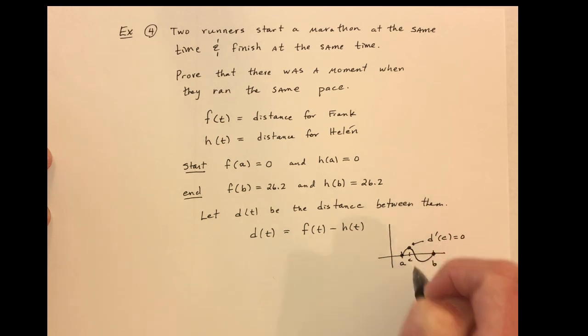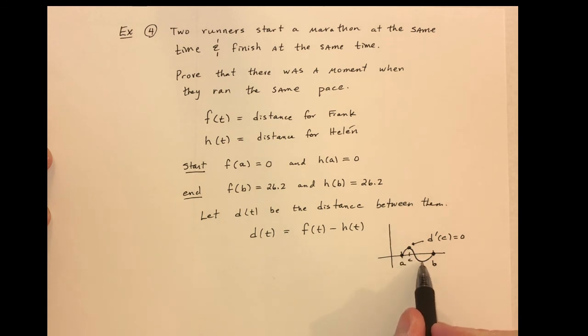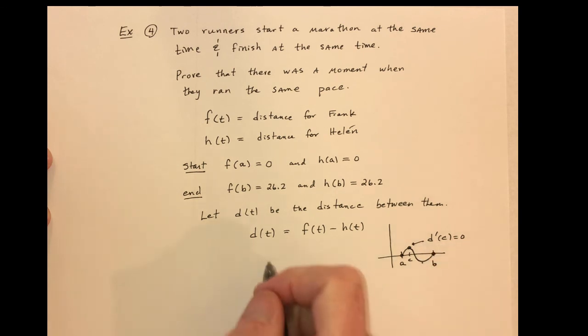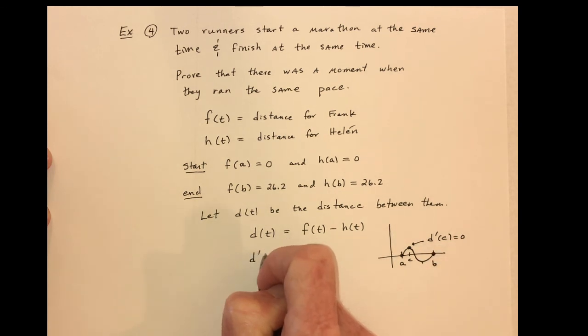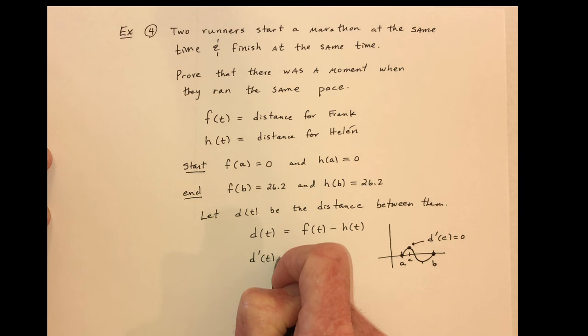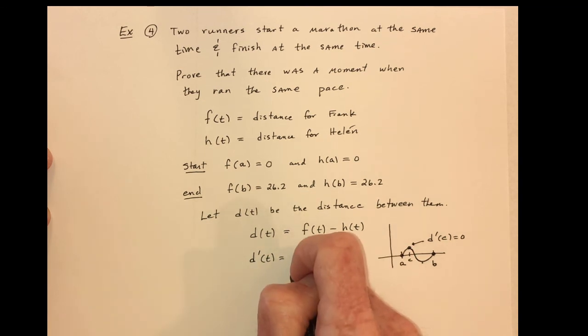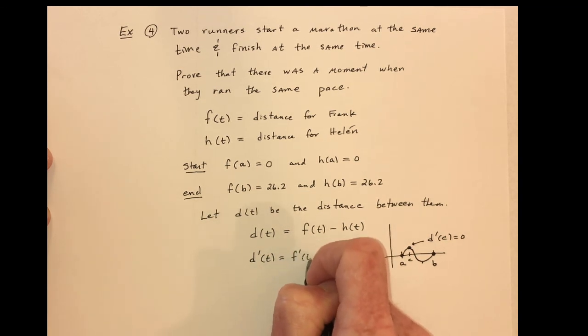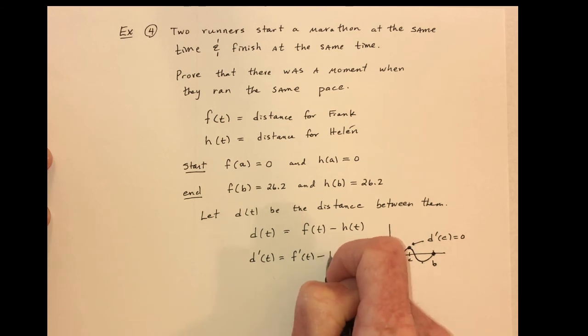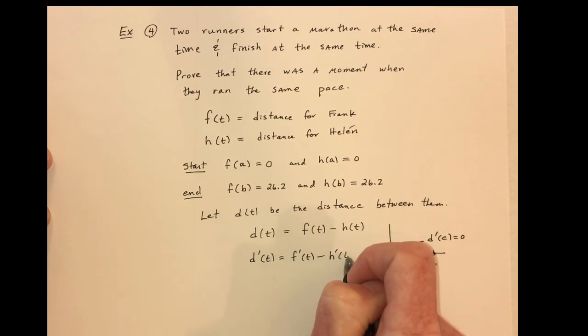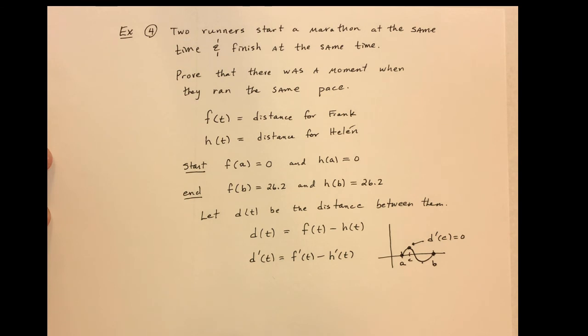So this is going to be the number C. So there has to be at least one point. There could even be another point, but there has to be at least one point when the derivative equals 0. So now take the derivative. That means take the derivative of Frank, so that's how fast Frank is running. Take the derivative of Helene, and that's how fast Helene is running. And there has to be a place where the derivative equals 0. And that's going to happen at time C.